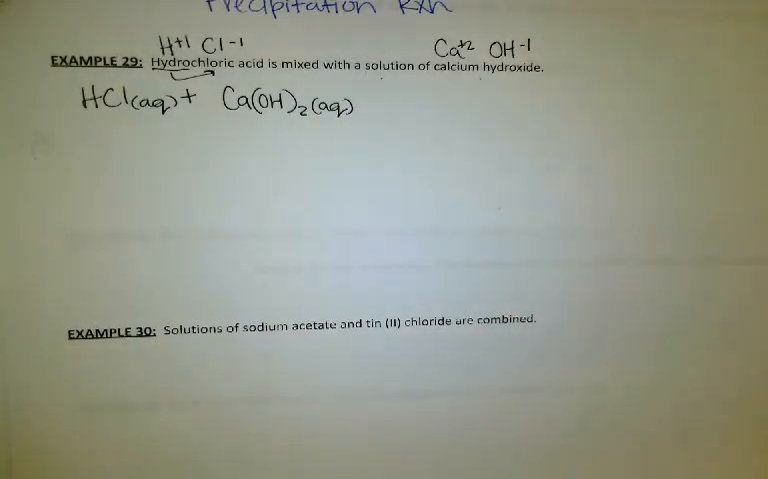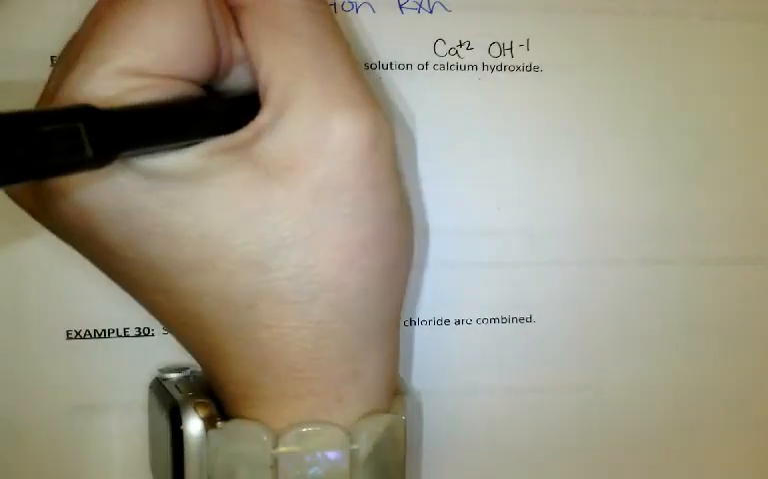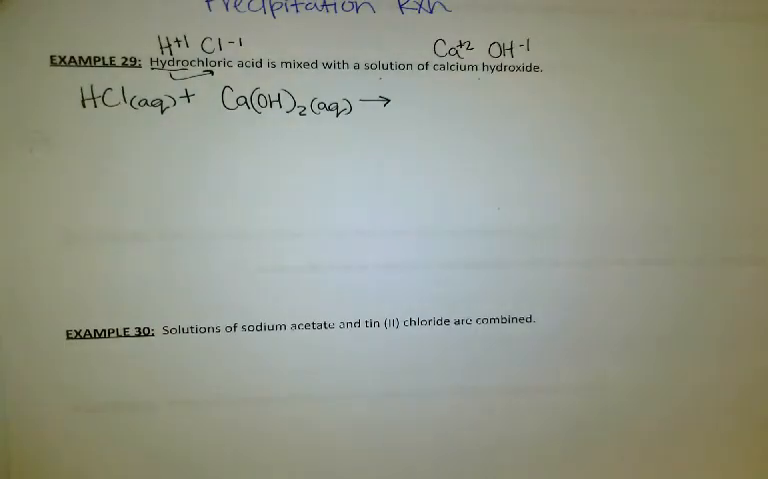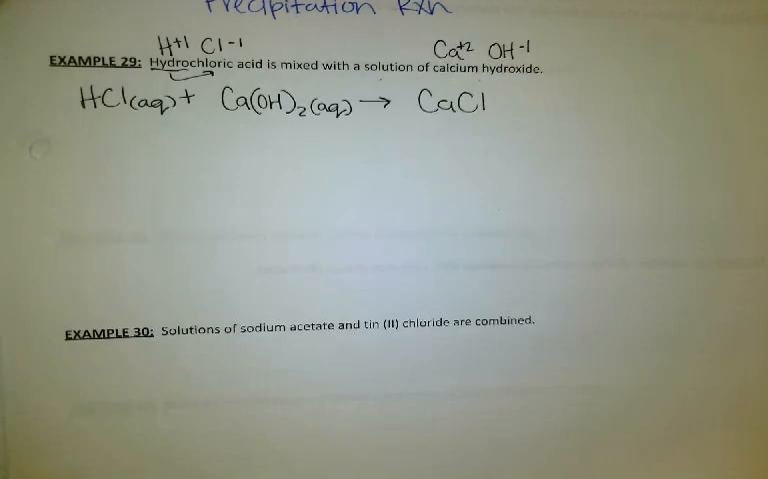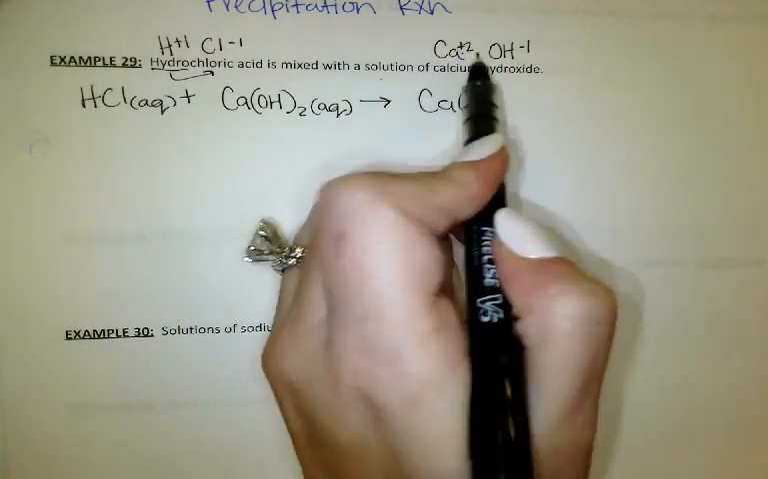Okay, so now switch it up. Calcium and hydrogen are going to switch places. Now remember, when they do, you have to account for those charges, right? So you're going to form calcium chloride, but is that the formula? No, because calcium is a positive 2, chlorine's a negative 1. So it's going to be CaCl2.